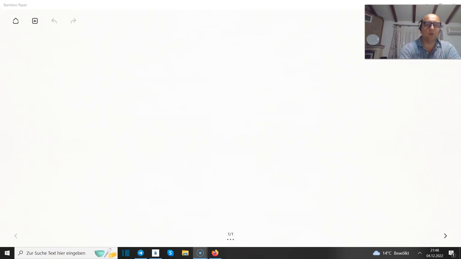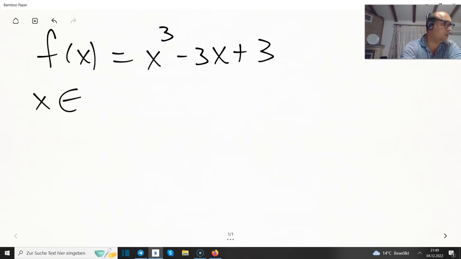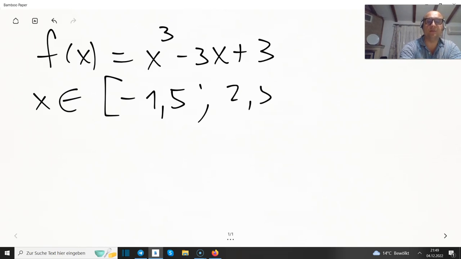Today, guys, I would like to show you how to compute the greatest and the least value of a polynomial of degree 3 within an interval. So we are bounded by an interval and we're not given all the real numbers. Let us see, if we have f of x equals x cubed minus 3x plus 3, and the x value is from minus 1.5 to 2.5.